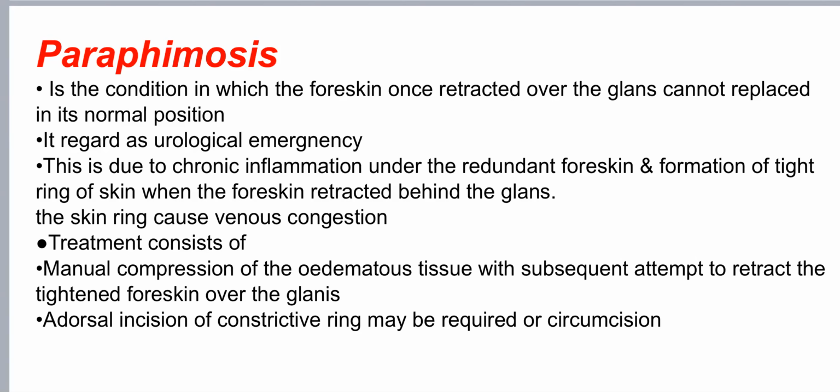If it does not succeed, we can do a dorsal incision. That means we approach the dorsal side of the constricting ring, make an incision, try to open this ring, and return the skin to its normal position. This condition is paraphimosis and is considered an emergency condition. Okay.